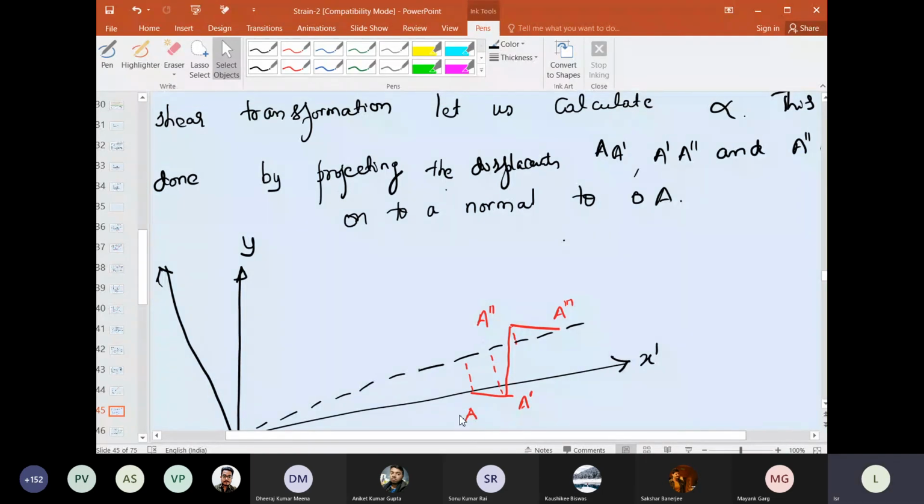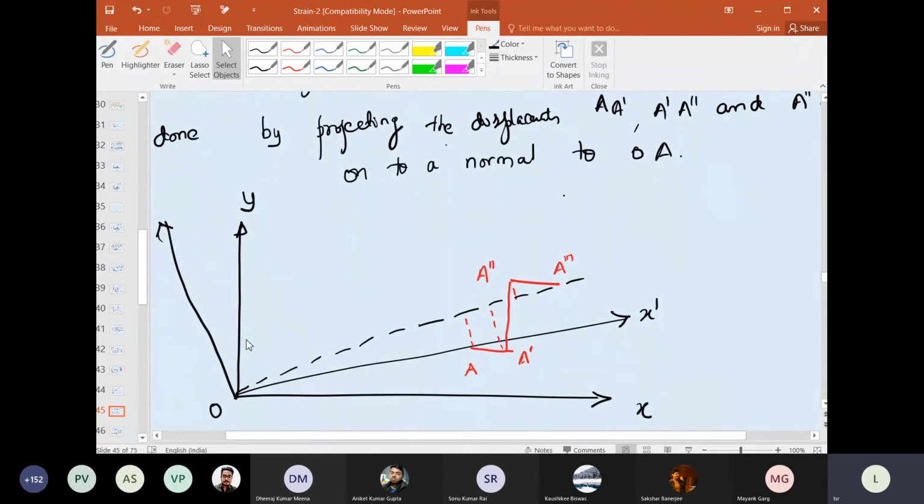And now shear transformation is slightly different. You will have to find out the change in the angle. Initially it was between x and y. Now, with respect to the new coordinate axes x prime, y prime, what was the change in the angle? This angle is alpha, this side angle is beta. Let us say we need alpha plus beta. This is all the deformation we'll have: A dash to A double dash, and A double dash to A triple dash.